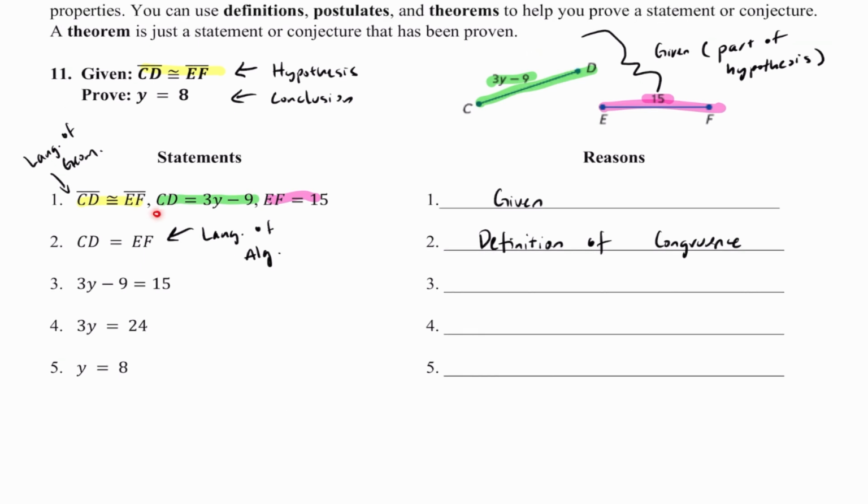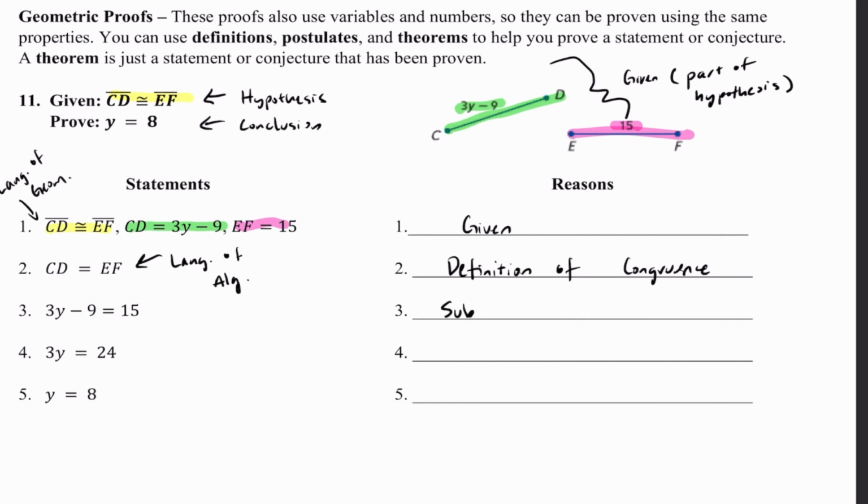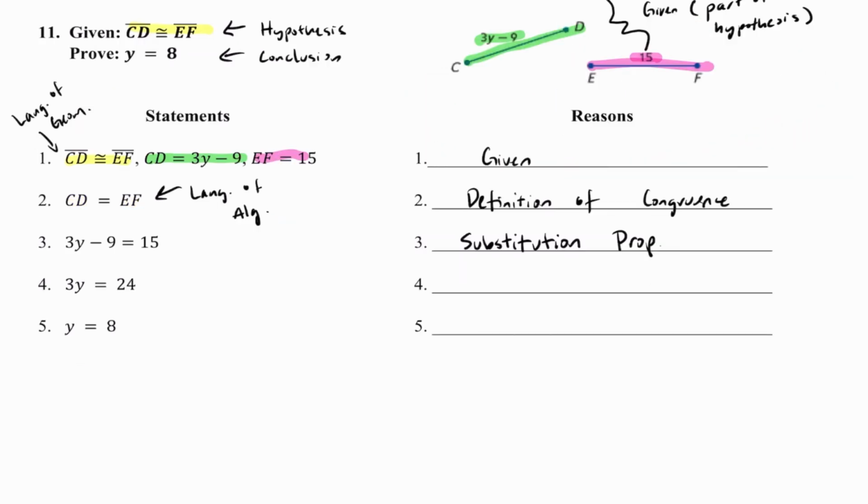Now recall that CD is equal to 3y minus 9 and EF is equal to 15. If we look at statements 2 and 3, CD got replaced with 3y minus 9 and EF got replaced with 15. And that means we're using the substitution property. Just a small note, we can say that CD is 3y minus 9 and EF is 15. That's because we can assume that the hypothesis is true. So statement 3 is essentially algebra from here on out.